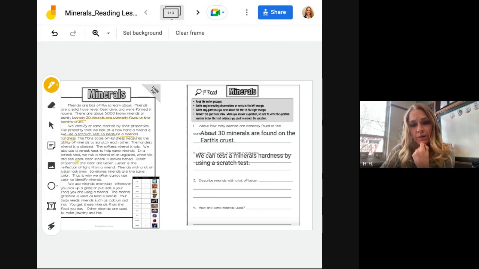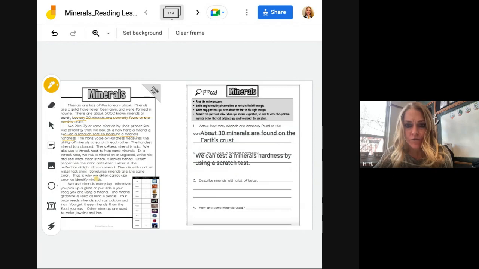Oh yeah, good job. Good job. Who would like to share out what luster is? Yeah, it's the shininess, right? The shininess of a mineral. So let's see. Describe minerals with a lot of luster. Well, luster is the reflection of light from minerals, so how it's shiny. Minerals with a lot of luster look shiny.